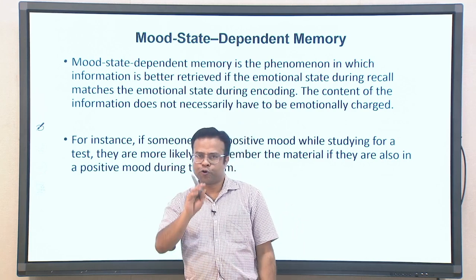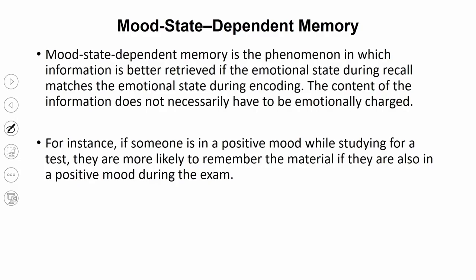Now, there is another thing that happens. Mood congruent memory can happen, and the other thing that happens is mood state dependent memory. There is a subtle difference here. It is a state dependent memory, mood state dependent memory, not just general state, but how the information that we learn or recall is dependent on the mood state. Mood state dependent memory is the phenomenon in which information is better retrieved if the emotional state during recall matches the emotional state during encoding. So, whatever emotional state you were in during encoding or learning particular content, you are more likely to remember that event when the same emotion is experienced during retrieval.